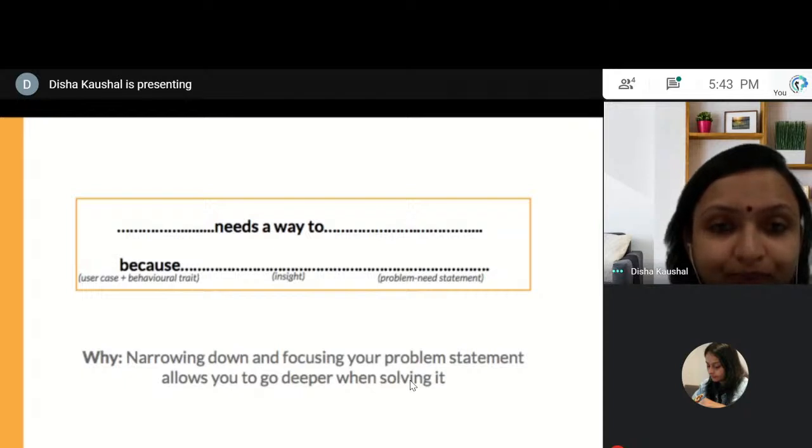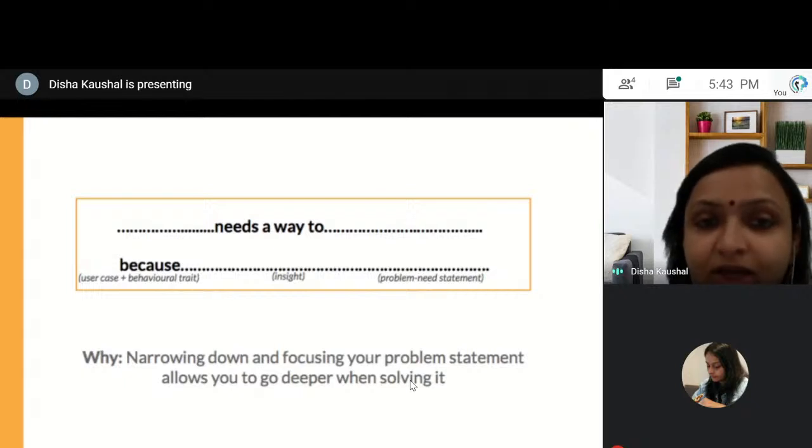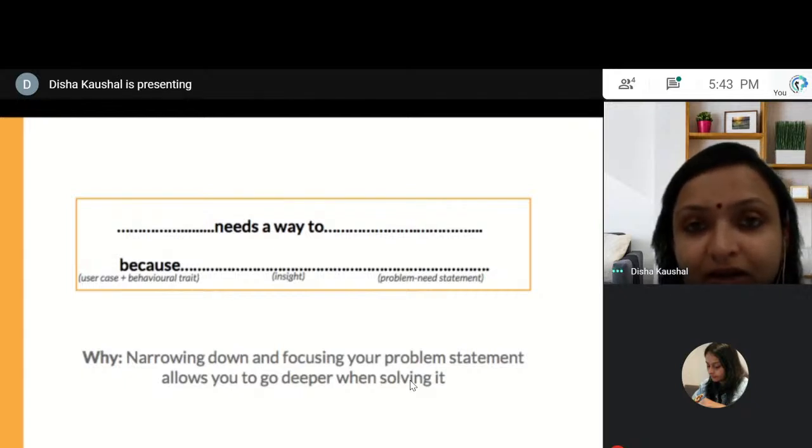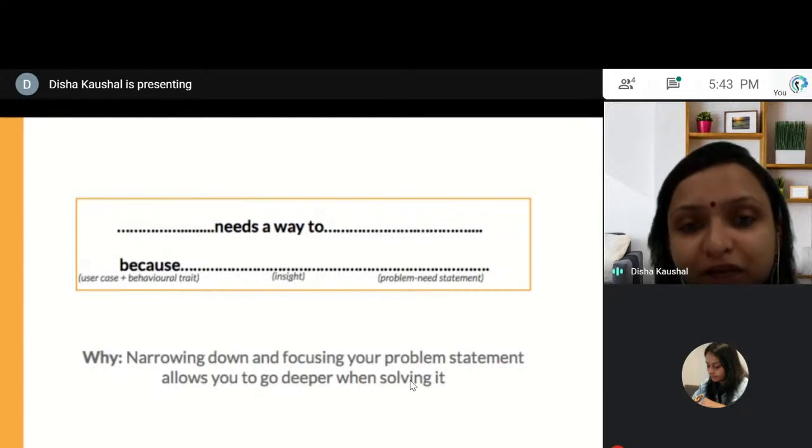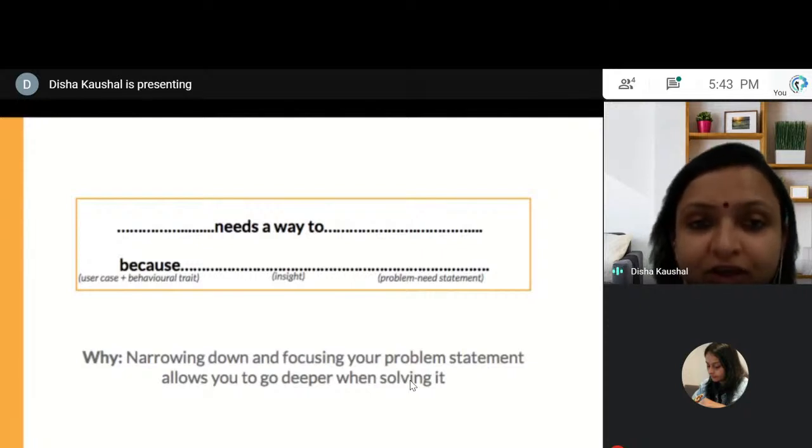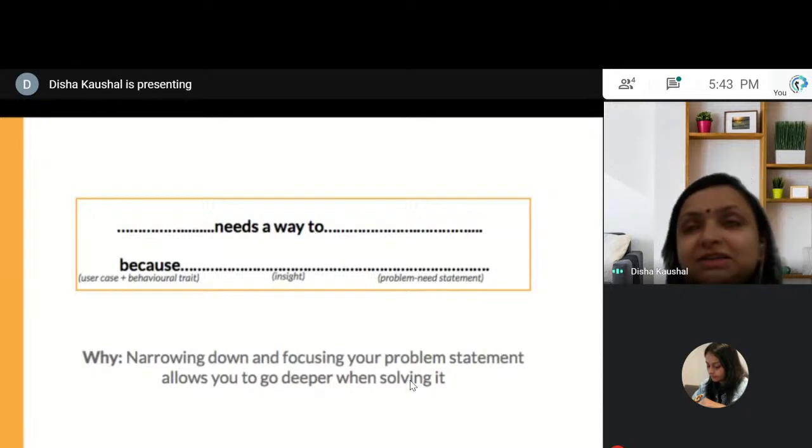A doctor working on COVID-19 duty needs a way to examine non-COVID patients in the hospital face to face, because due to the physical limitations, he cannot see, treat them or consult with them in close proximity. So this as a problem statement is too narrow.